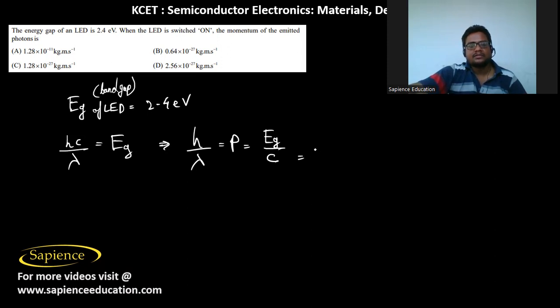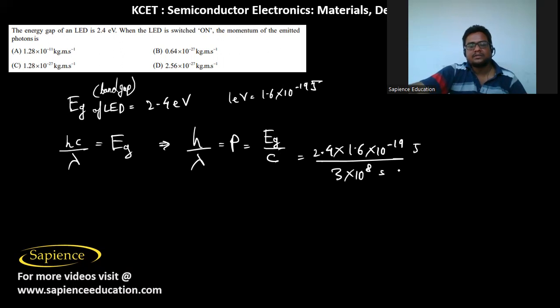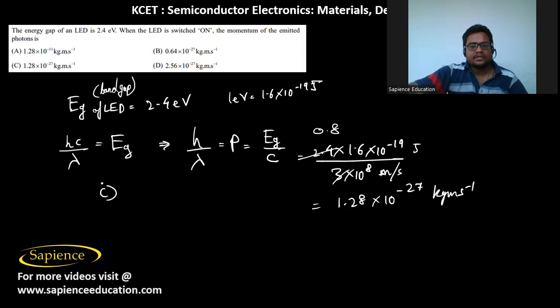So that will be equal to the energy gap, which is 2.4 into 1.6 into 10 power minus 19 joule, since 1 electron volt is equal to 1.6 into 10 power minus 19 joule, divided by c, which is 3 into 10 power 8 meter per second. So 3 8s are 24, then 16 8s are 128. So it will be 1.28 into 10 power minus 27 kg meter per second. So option C is the correct answer.